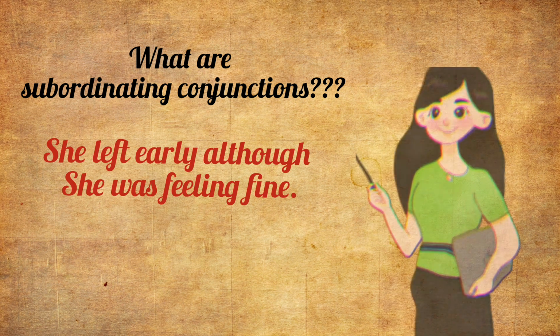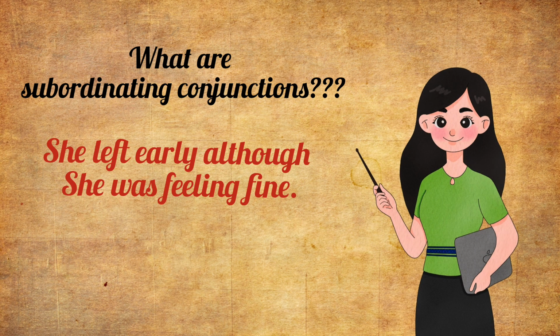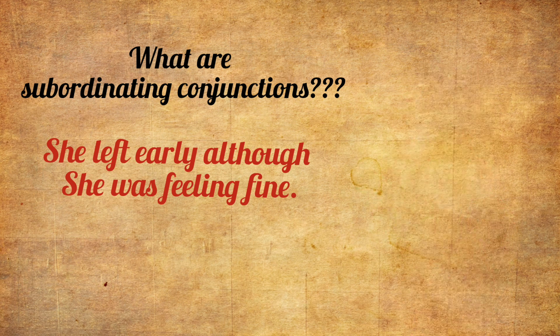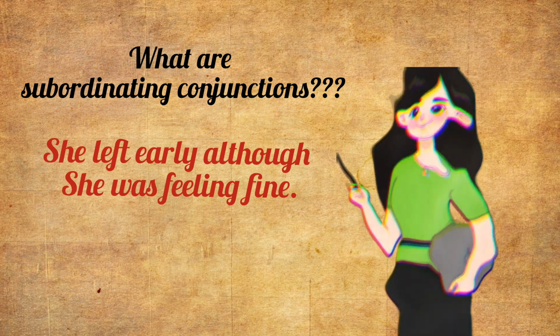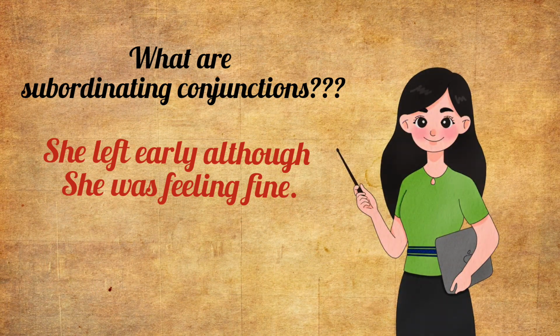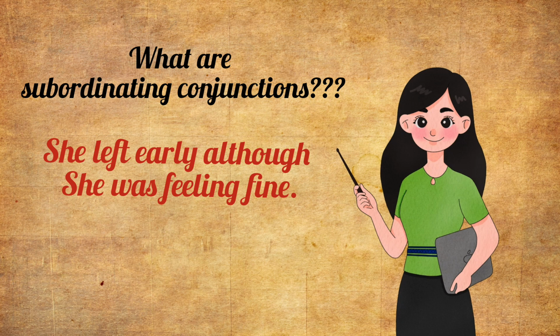Second example: she left early although she was feeling fine. Here, although is a subordinating conjunction. It introduces the dependent clause and connects it to the main clause.